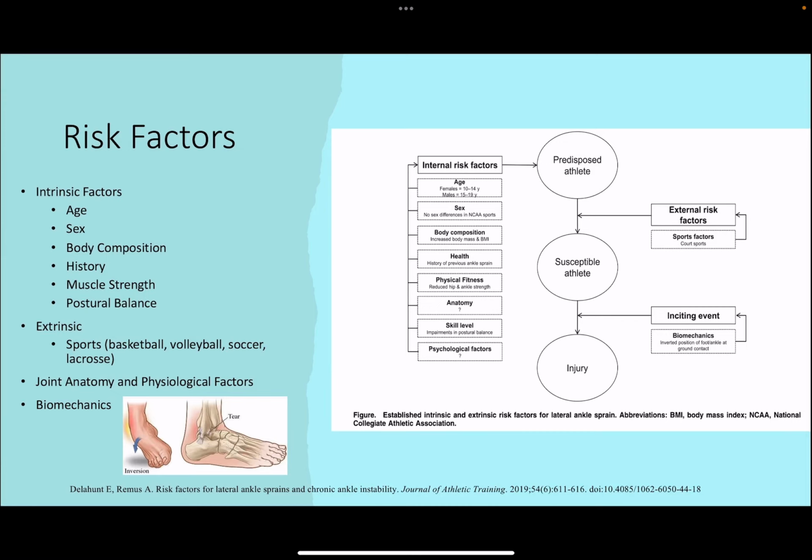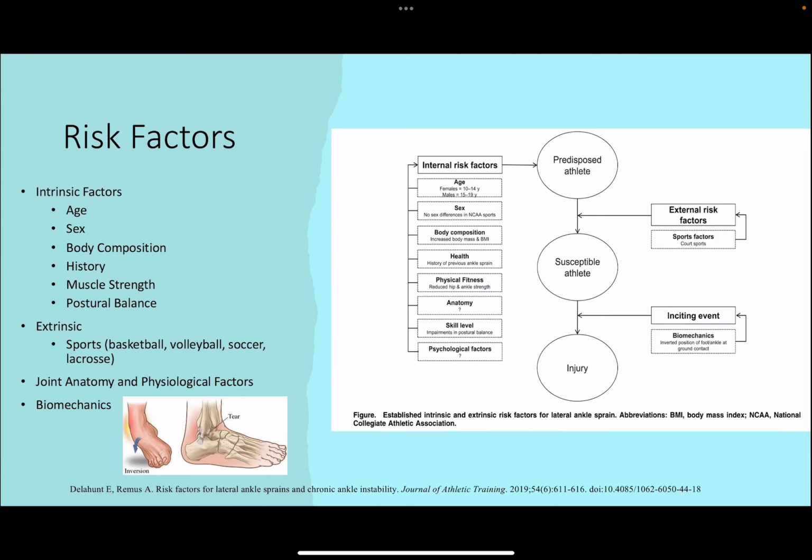And then for the joint anatomy and psychological factors, we already discussed previously on the first slide that due to the ligaments and bony structure, it's more likely to have an inversion mechanism of injury and hurt the lateral side of your ankle compared to the medial side. And then psychologically, athletes with a past injury may be more timid, causing them to have wrong movements, or the opposite. Some athletes are too competitive, too aggressive, and could injure themselves in that way.